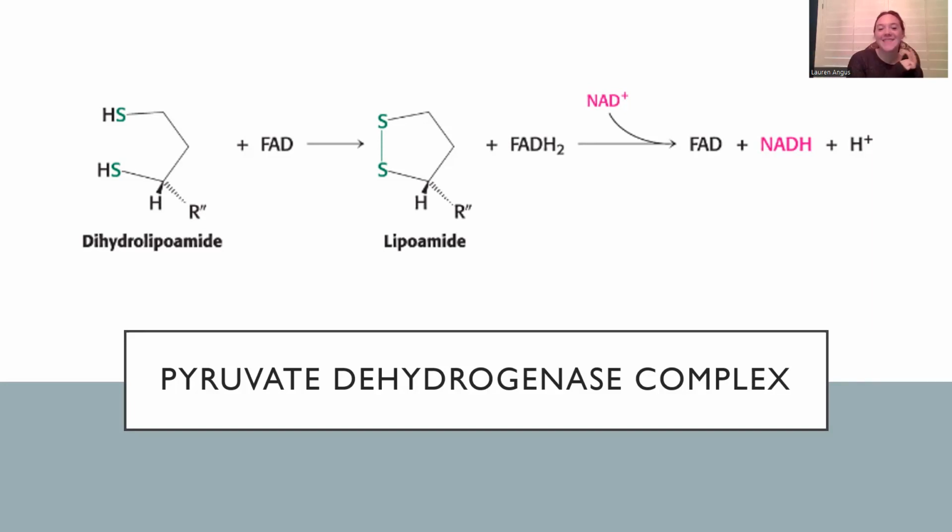Continuing. So the enzyme used to turn it into lipoamide and FADH2 is the dihydrolipoyl dehydrogenase enzyme. And then the next step, forming the NADH, it'll feed in NAD plus, and NADH will be produced.